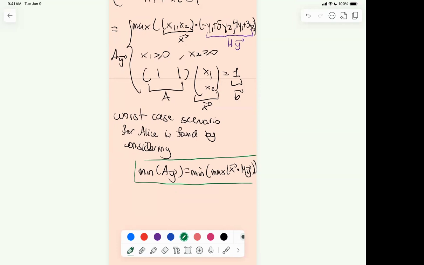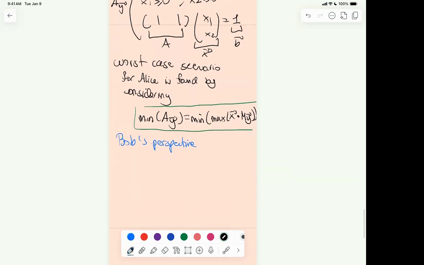Okay, I'm almost there to the punchline, I promise. And then how does the game look from Bob's perspective? So from Bob's perspective, what is his goal? Bob's goal is to make Alice gain on average as little as possible, right? Like Bob loves negative numbers, so he wants Alice's payoff to be as little as possible.